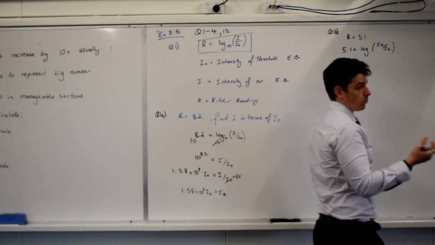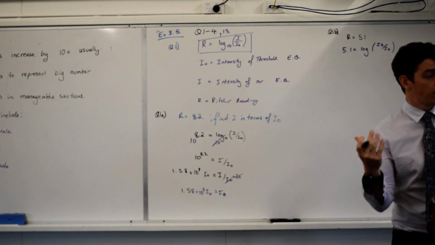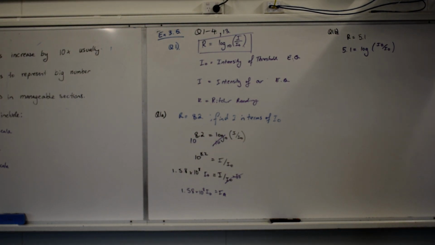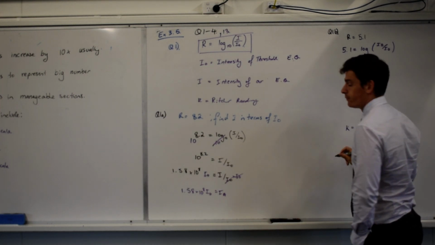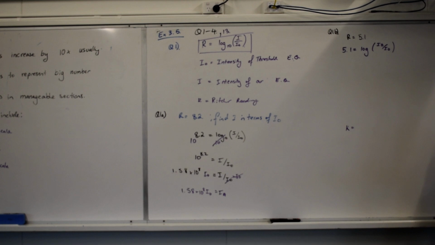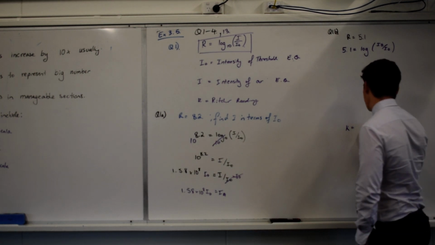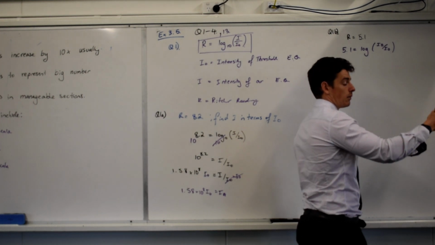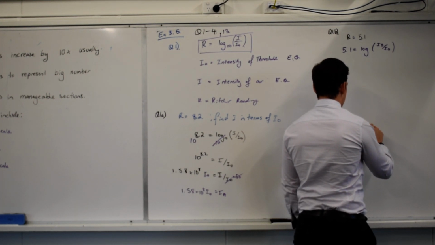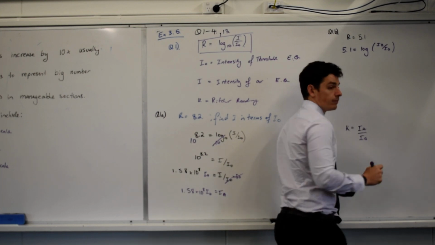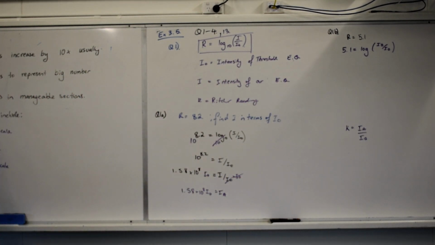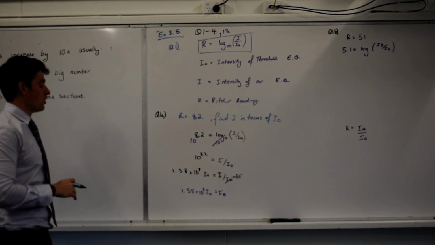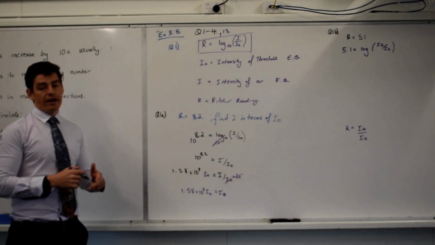To compare them, what should my last line be? If I want to compare IA and IB, what do you reckon? I'm just going to call it K. K should equal... Not take, because we're dealing with number of times larger, it's IA divide IB. Cool? And that will allow us to compare how much larger IA is to IB. We know that IA is going to be bigger than IB.